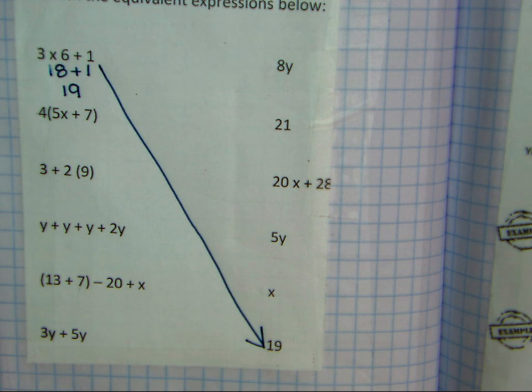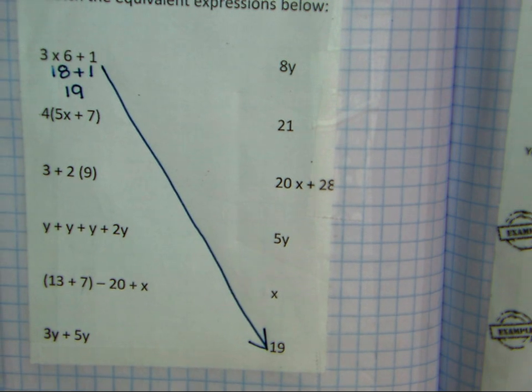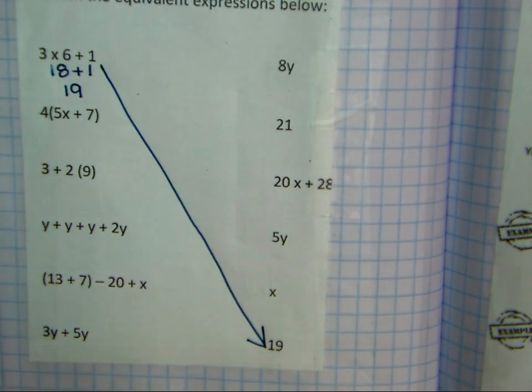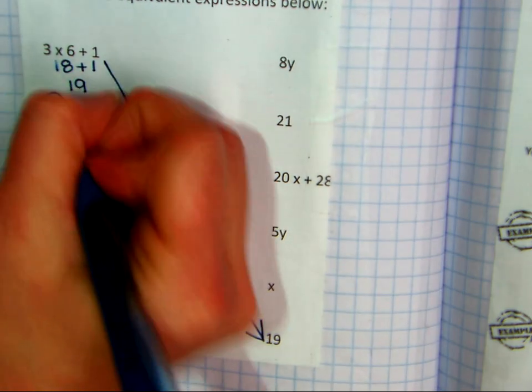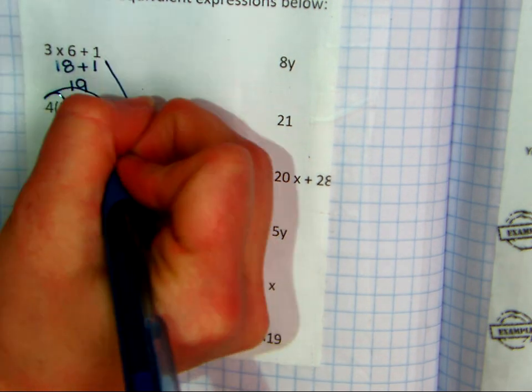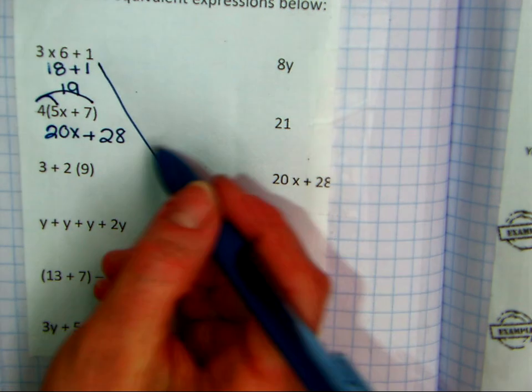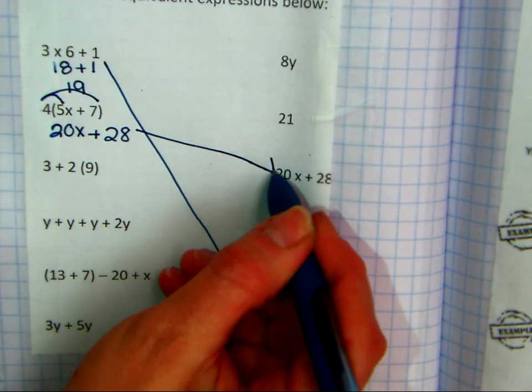So hopefully you paused the computer and you solved all of the different, found the equivalent expressions. Hopefully. So now I'm going to go through and I'm going to give you the answers that I found, and hopefully yours and mine match up. So the next one, we're going to use the distributive property. And I'm going to do 4 times 5x, which is 20x, plus 4 times 7, which is 28. So I'm looking for 20x plus 28, which is here.